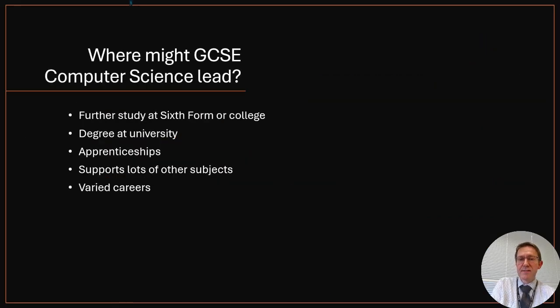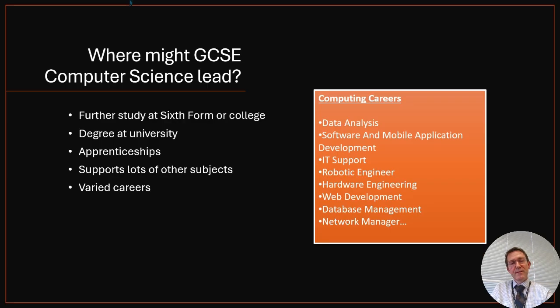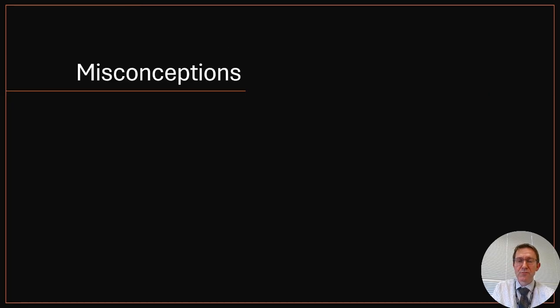So, where might it lead? It's worth pointing out that Beacon offers A level computer science. So, for some people, the GCSE provides a foundation and they go on to do the A level at our sixth form. For some students, they go on to study computer science or related subjects at university. It can be a route to apprenticeships, and of course, it supports lots of other careers and subjects that you could study. There's a little list on my screen there of just a few computing careers, but of course, it's a subject that supports so many other different jobs and careers.